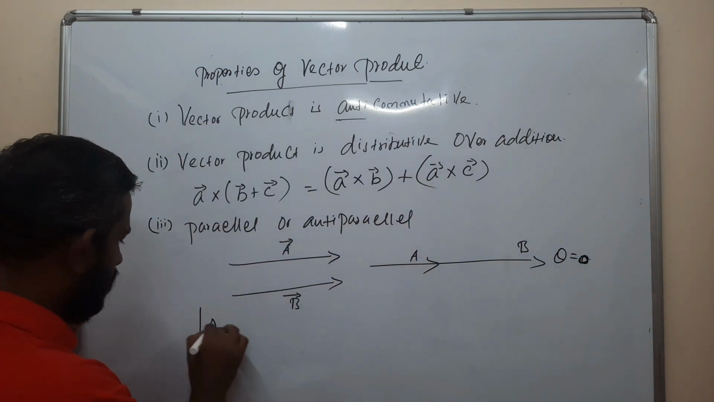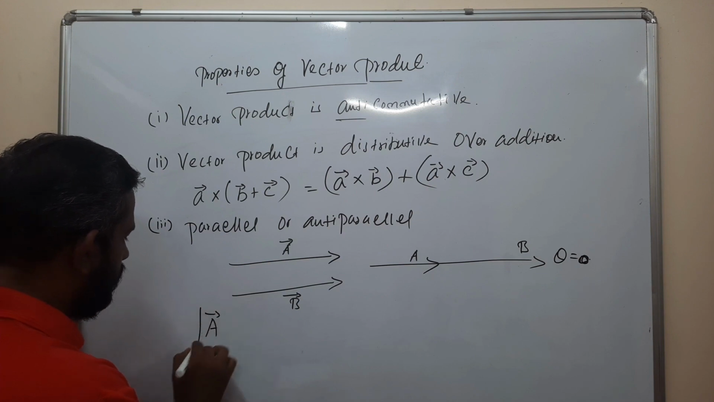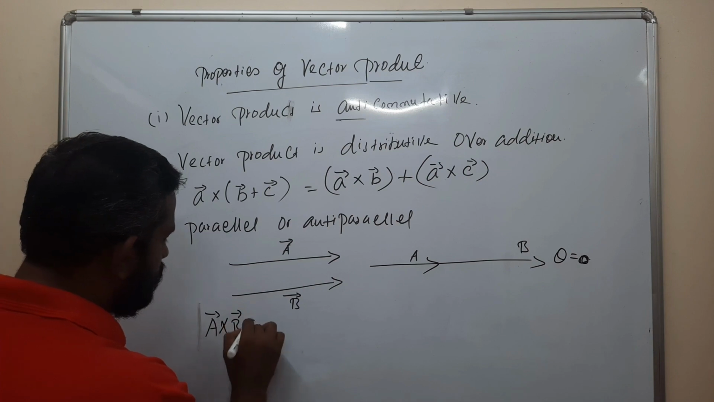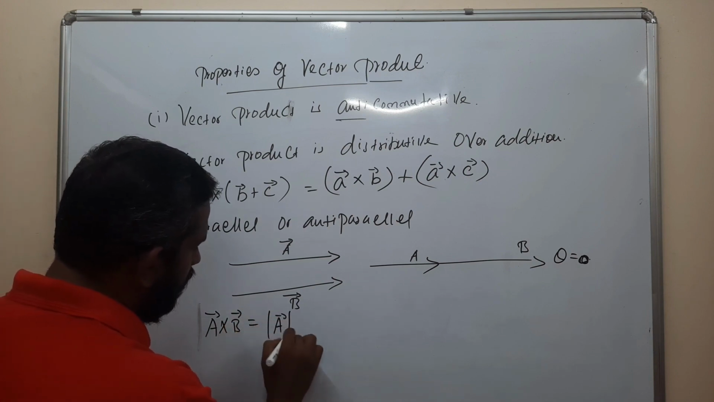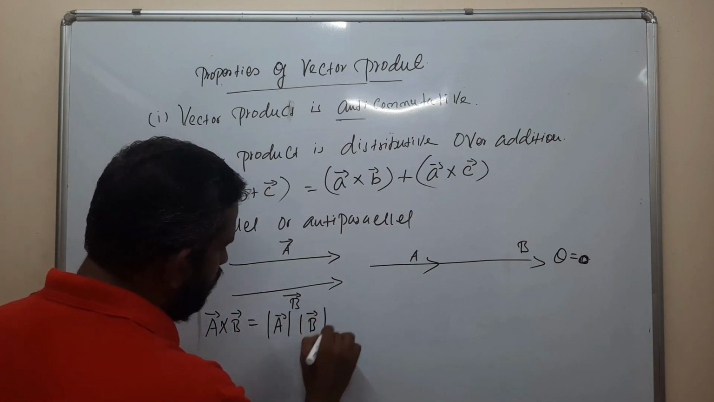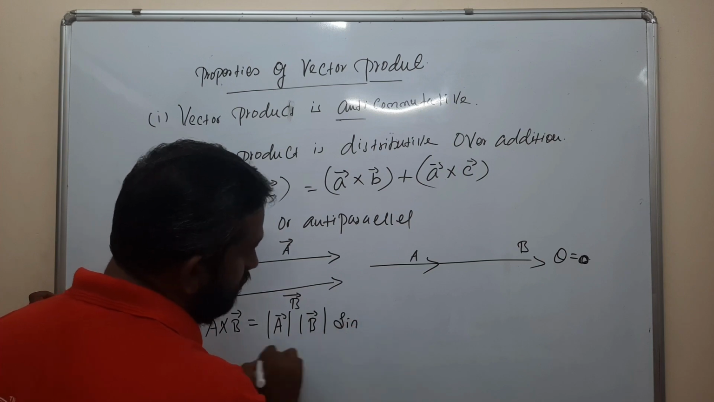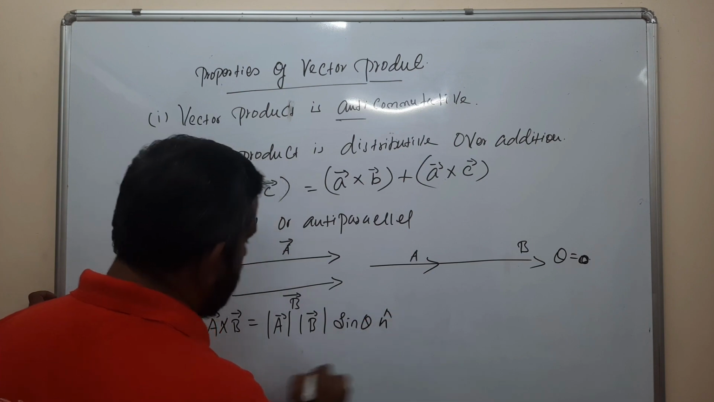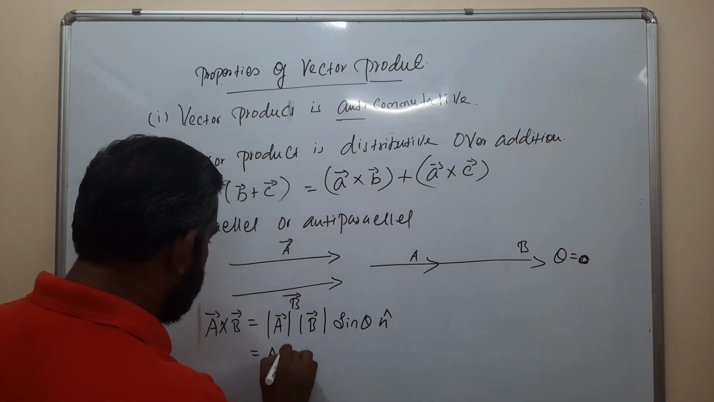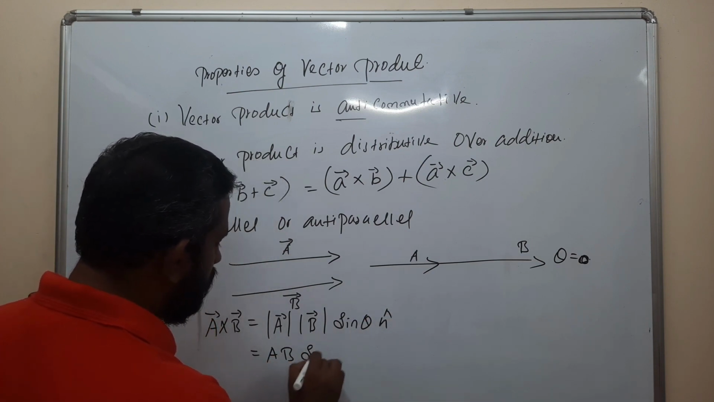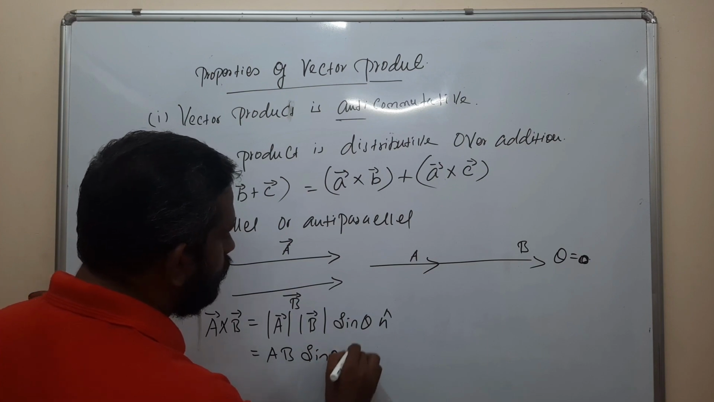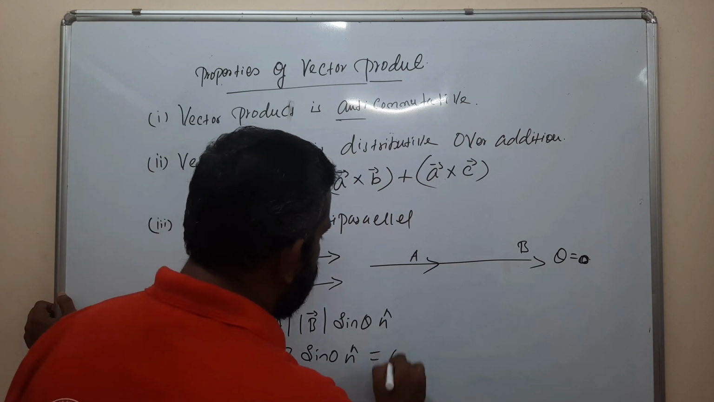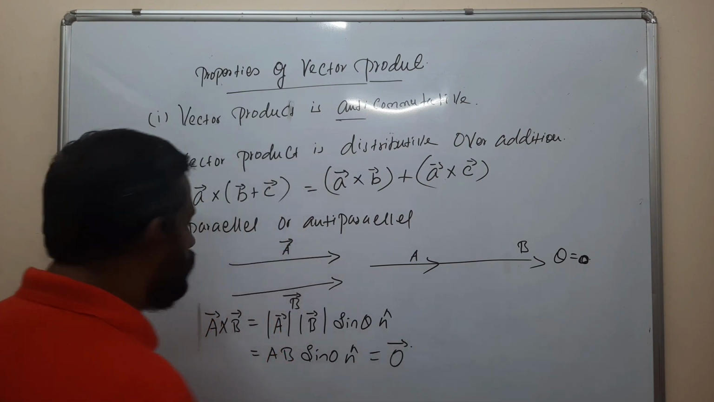So A vector cross B vector is equal to modulus of A vector modulus of B vector sin theta into n cap. That's equal to AB sin 0 into n cap. What is sin 0? It is 0. So that's equal to null vector.